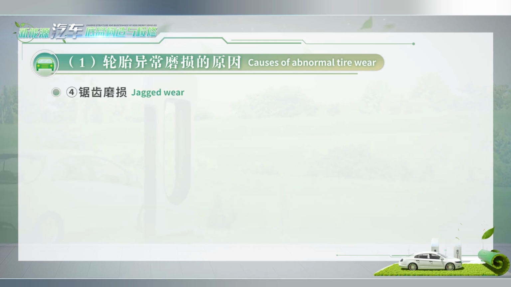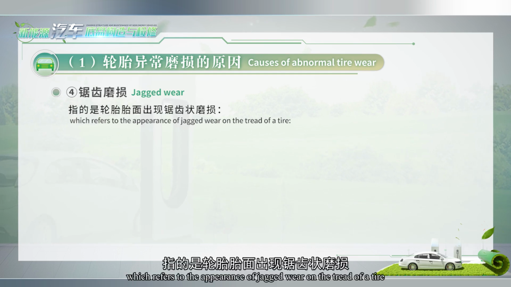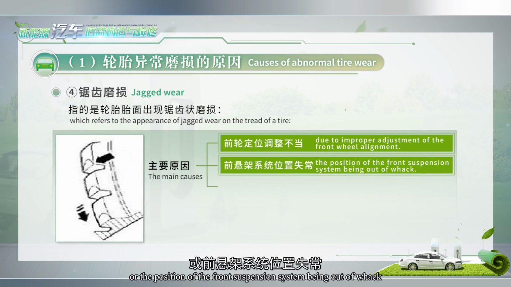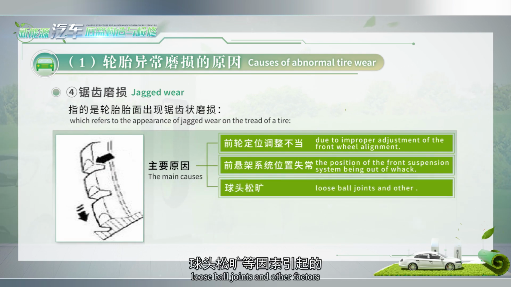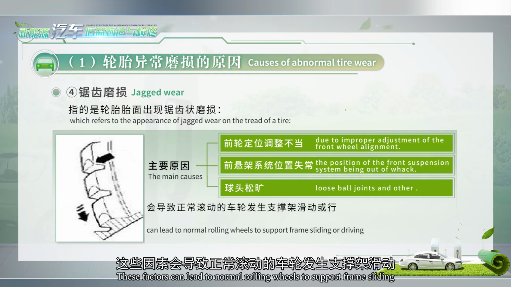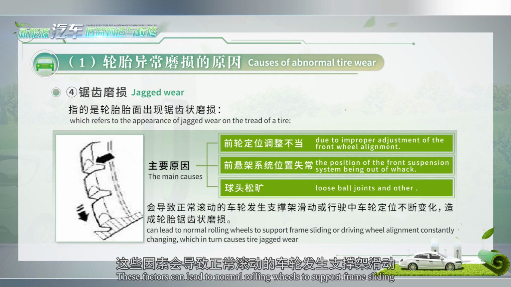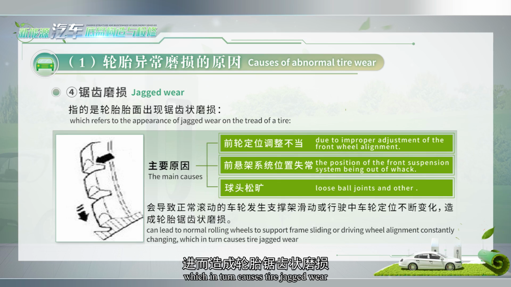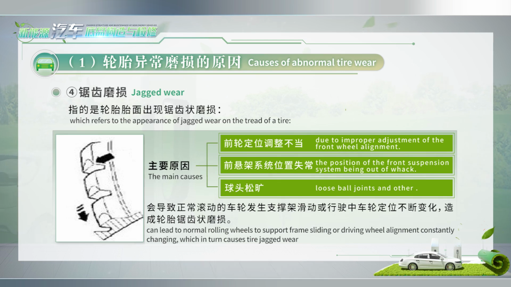Jagged wear, which refers to the appearance of jagged wear on the tread of a tire. The main cause is improper adjustment of the front wheel alignment, or the position of the front suspension system being out of whack, loose ball joints, and other factors. These factors can lead to normally rolling wheels sliding against the support frame, or the driving wheel alignment constantly changing, which in turn causes jagged tire wear.